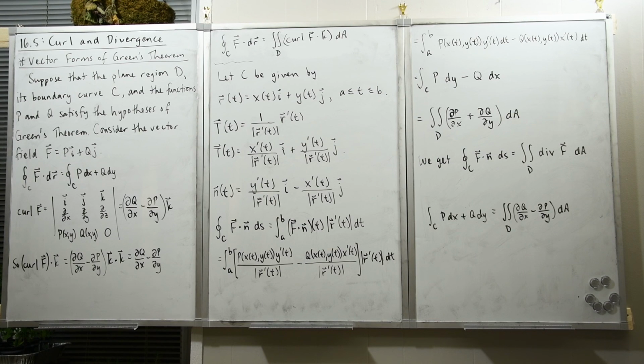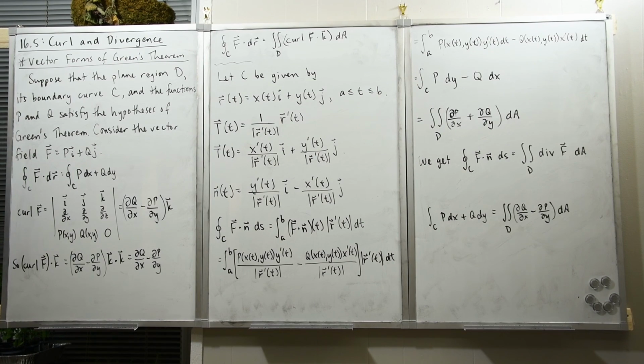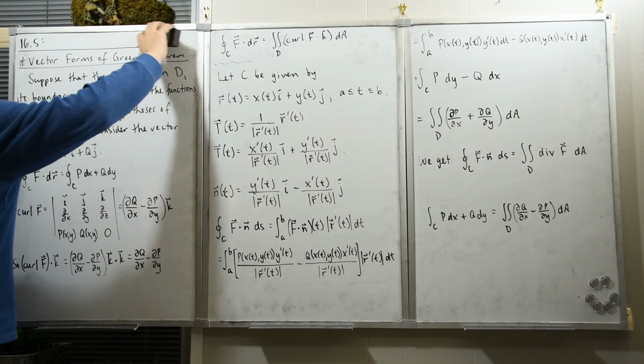And so what this means is that the line integral of the normal component of f along C can be represented as the double integral of the divergence of f over the region that C bounds. And so that finishes section 16.5.